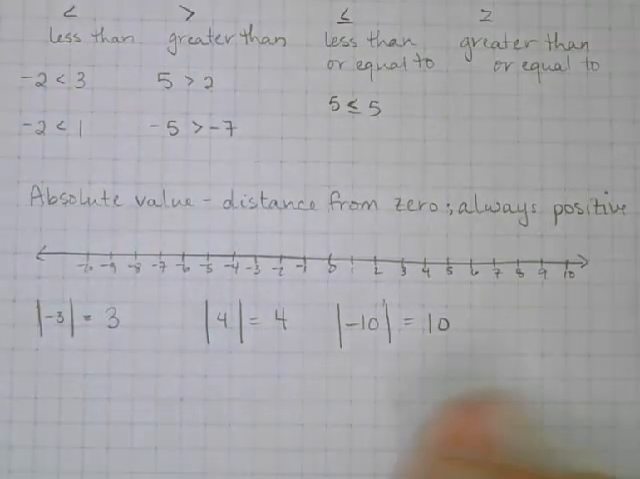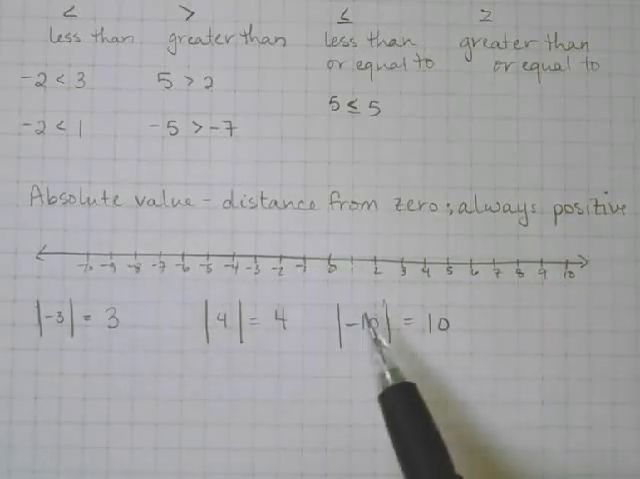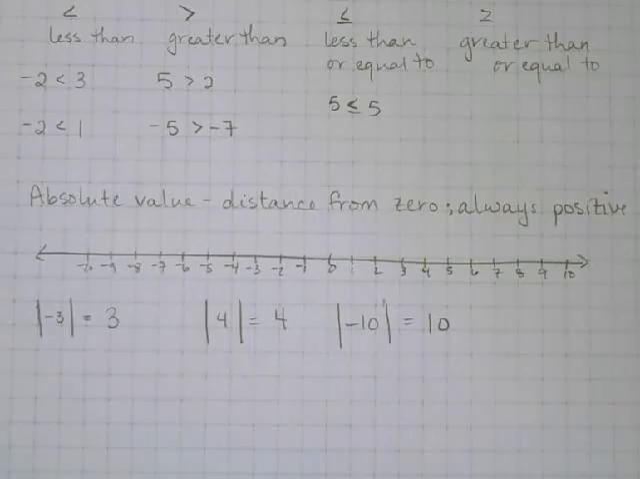Your answer, your distance, is always going to be positive, because whether it's above 0 or below 0, it's still the same distance. So that's 1.3 in a nutshell. There's not a whole lot to it. We will be using some of those concepts as we move forward.